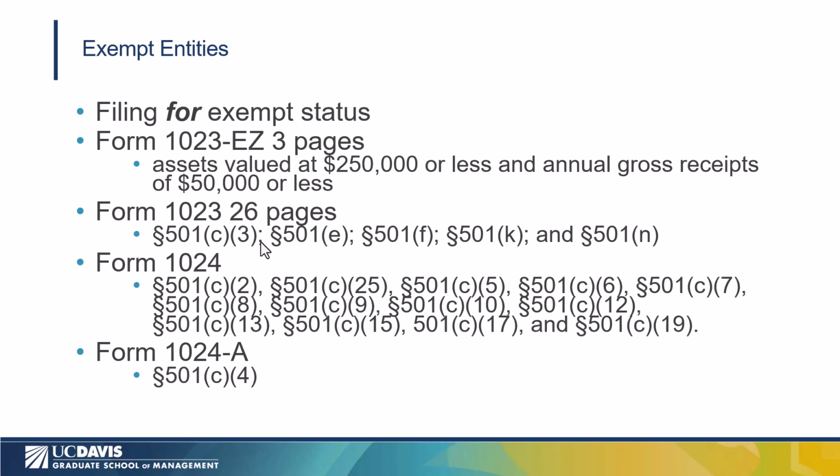Otherwise, if you're a 501c3, an E, F, K, or N, you file a Form 1023, and that's a 26-page form. So clearly much more serious about providing information to the IRS to let them know exactly what it is you're doing so that they can make a reasonable determination. And then for some of those other more esoteric exempt organizations, you file a Form 1024, and a 501c4 files a Form 1024A. And if you've never seen those, go out to the IRS.gov website and take a peek.